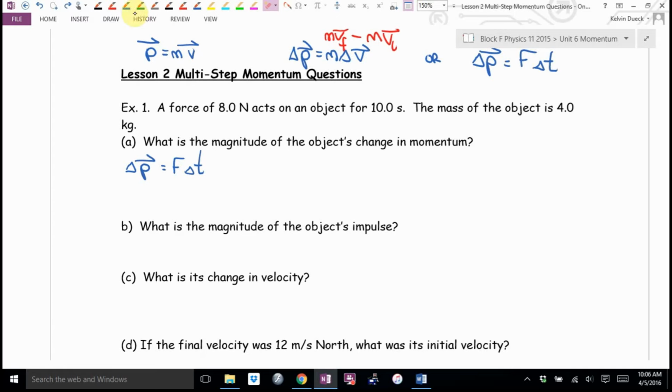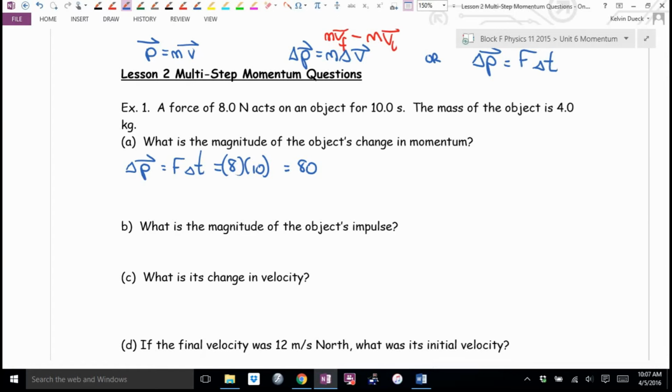Hey, Matt, what's the force in this question? 8 newtons. Good, finding the units, yes. What's the time in this question? 10 seconds. In your head, Matt, without using a calculator, 8 times 10, what's the change in momentum? 80. What? Well, there's two ways to measure change in momentum, 2 units.